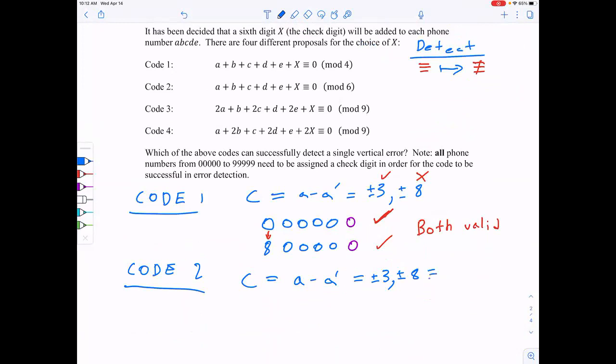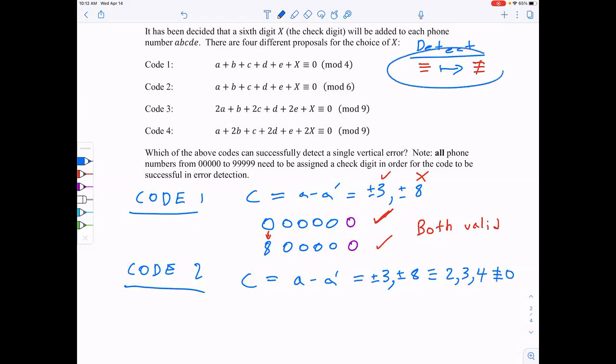So let's think about the different possibilities that you could get when you divide such integers by 6. What remainders could we get? So if it's plus 3, you could get 3, or minus 3 is also 3 in mod 6. Or 8 is either 2, or minus 8 is 4. So it could be 2, 3, or 4. And that's good news for detection because none of these are congruent to 0.